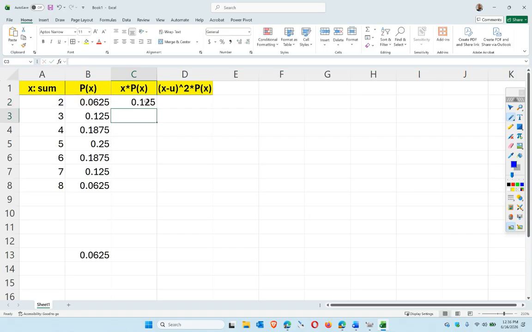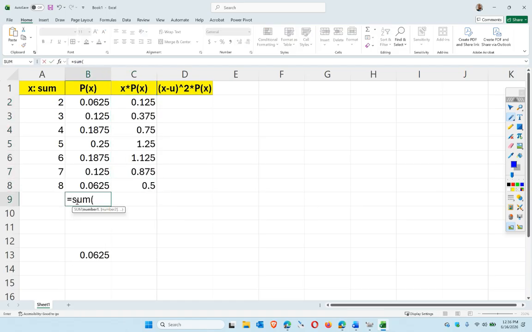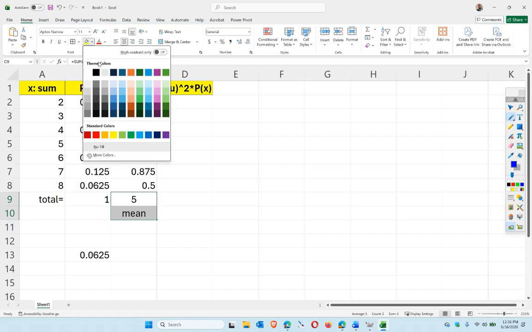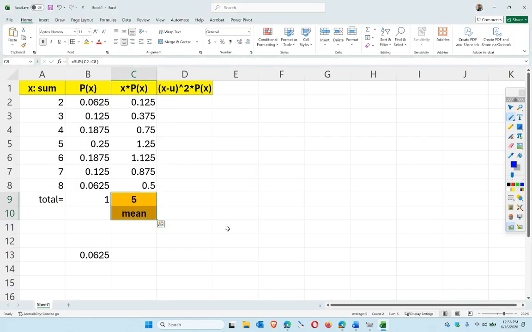I'm going to drag that down. Oh, we didn't verify this, so we do the sum and add all those up. So this is our total, equals, and we'll shove that to the right. So that means it is a distribution. And if we sum these ones up, x times p of x, that is the mean. So that's correct. We'll center those out, and orange. All right, that's the mean.